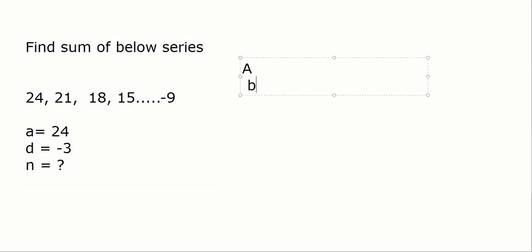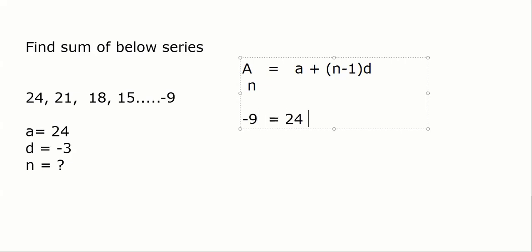What is the formula of an, for finding the nth term? We already did, right? a plus n minus 1 d. Now tell me, when I say nth term, I don't know n, so I'll take the last term, right? The nth term, the last term, is minus 9. So we'll take minus 9. a is 24. And d is minus 3. Correct, everybody? Solve now.